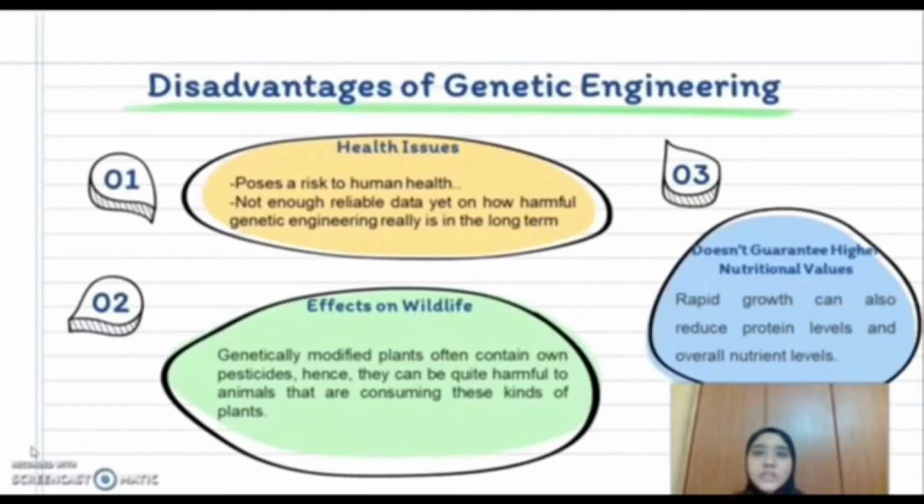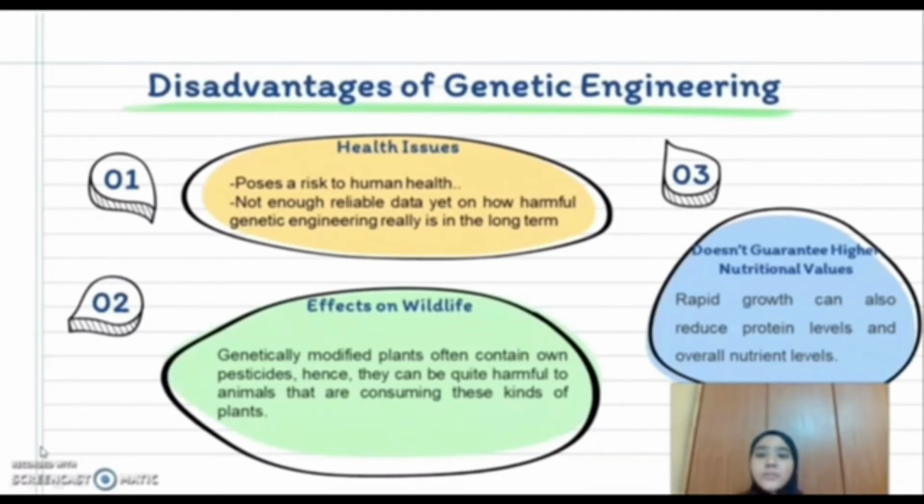The second disadvantage of genetic engineering is its effects on wildlife. Okay, genetically modified plants often contain its own pesticides, so it can be quite harmful for the animals yang makan these types of plants. So binatang-binatang ni boleh jatuh sakit and boleh mati juga akibat makan plants yang dah modified genetically. Okay, so the last disadvantage is it does not guarantee higher nutritional values.